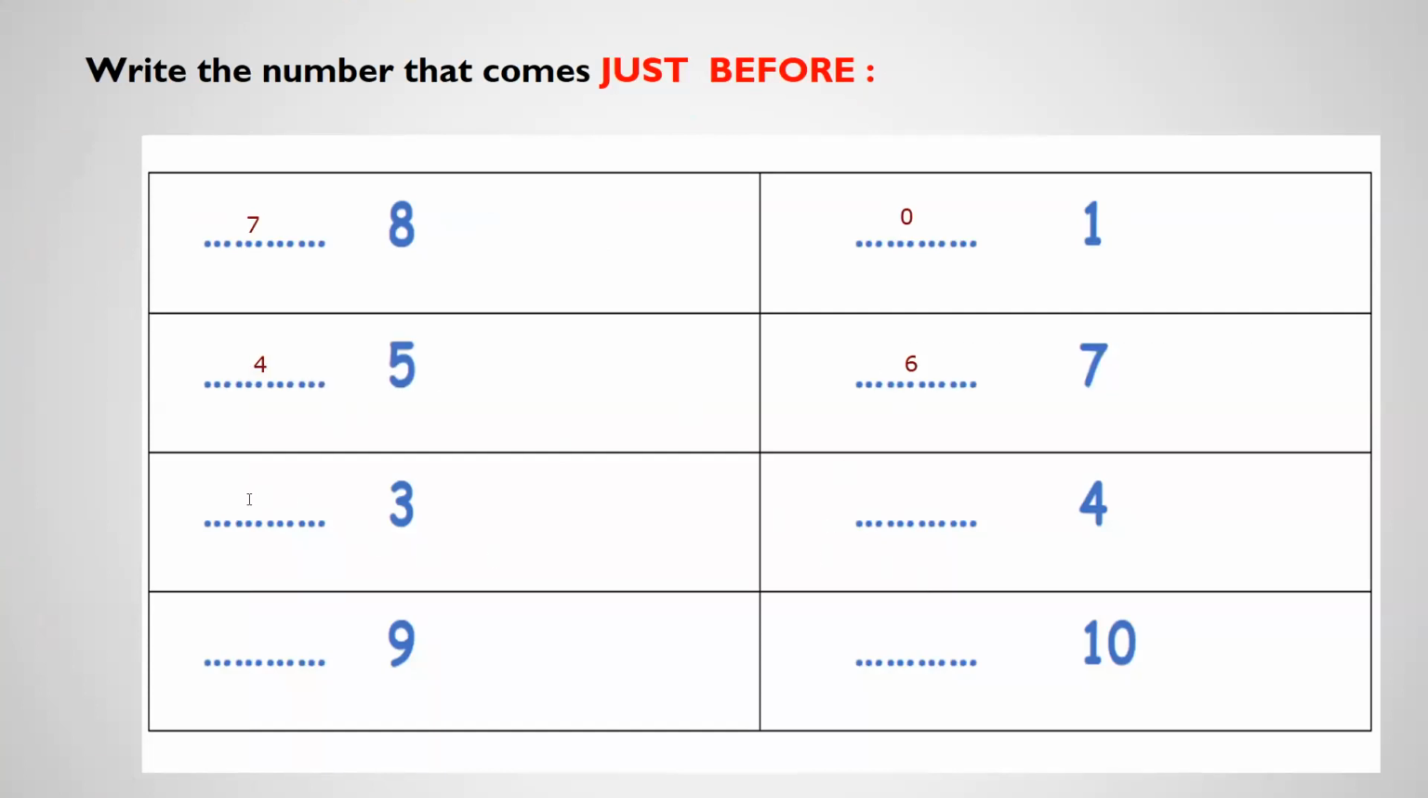Before 3, 2. Before 4, if I jump back, I'm going to find 3. Before number 9, we have 8. And before 10, we have 9. Okay, so this is just after and just before.